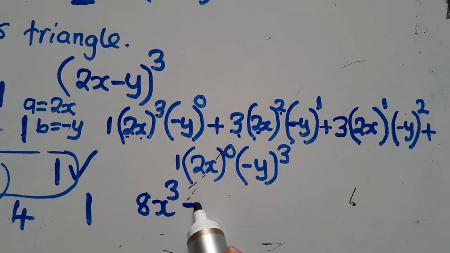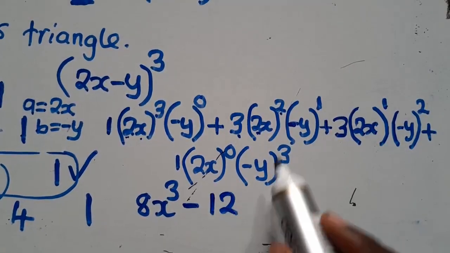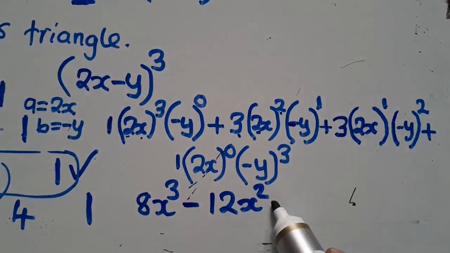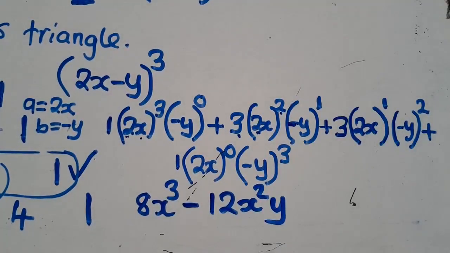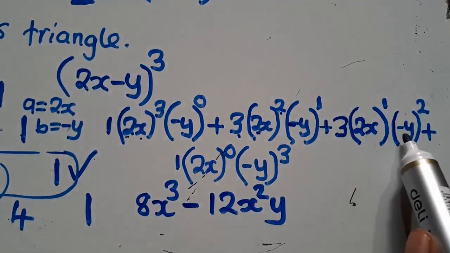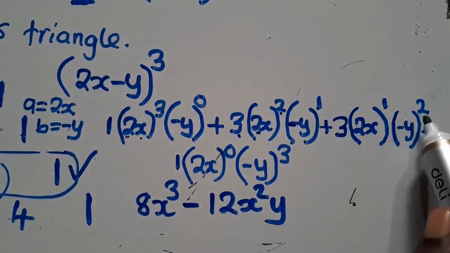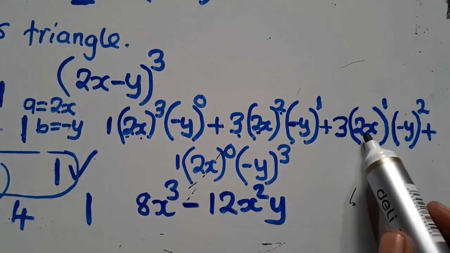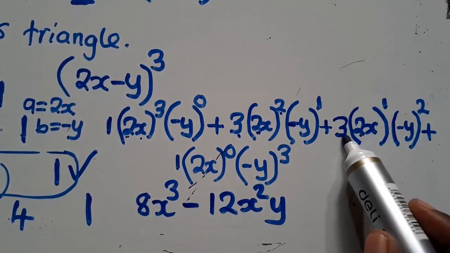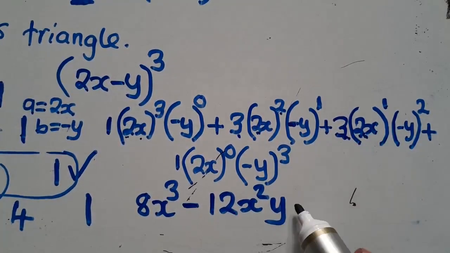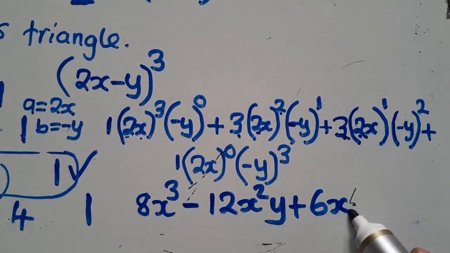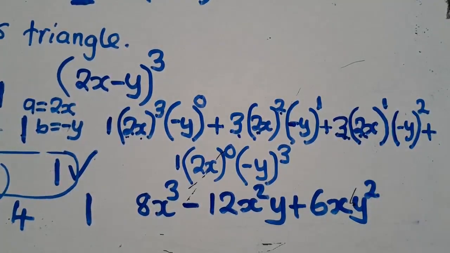Then there is a negative here. So we are going to have negative what? Negative 12. Then x there is squared. Y is what? Not squared, like this. Then I move here. So I start here. Y squared, have you seen? So it is going to be positive because there is a square there. So I just multiply here. 3 times 2, 6. So I say plus 6x, y squared. This is what I'm going to do.